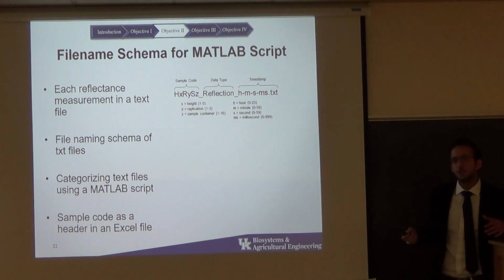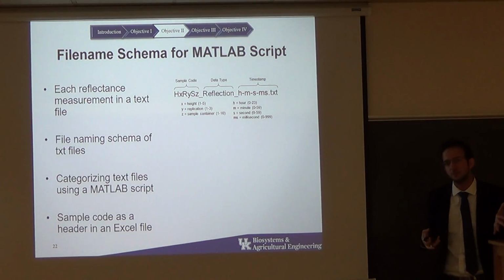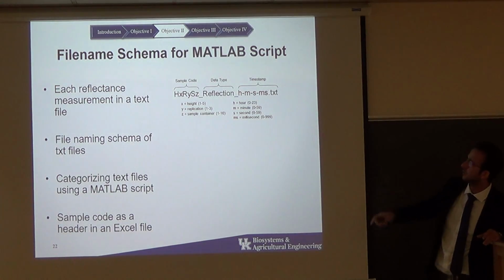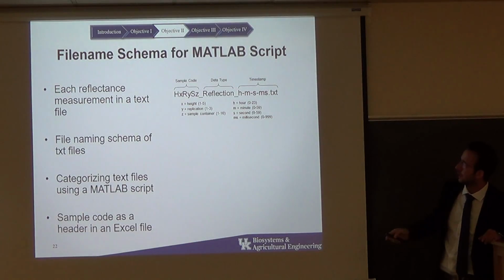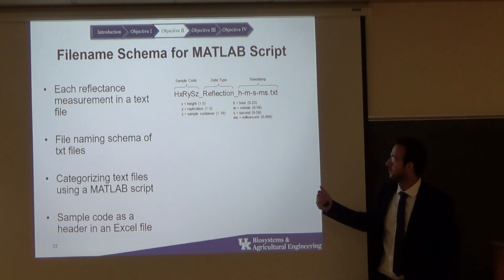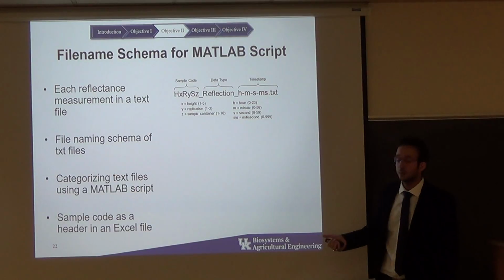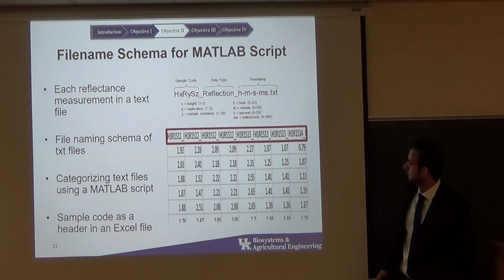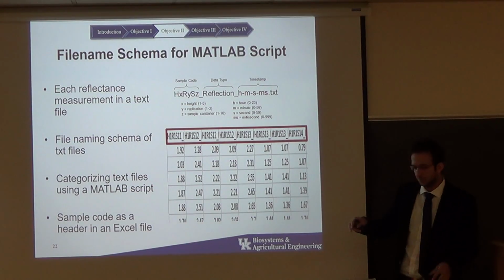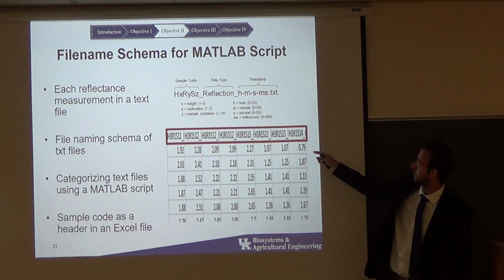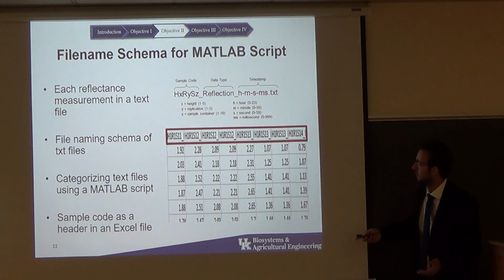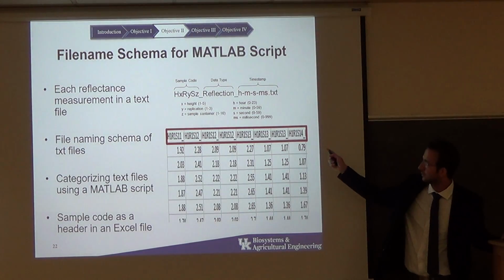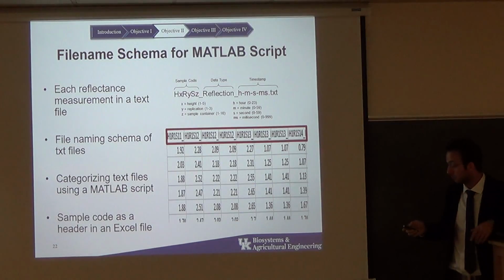Because we got lots of data, we need to plan ahead how to process it. So I use this filename schema. It includes the height number, replication number, and the sample number. Using the MATLAB script, we take all the text files and average between different replications, and finally we end up with this Excel file. It has in the header all the information we need for post-processing.